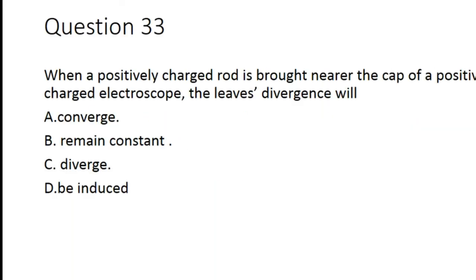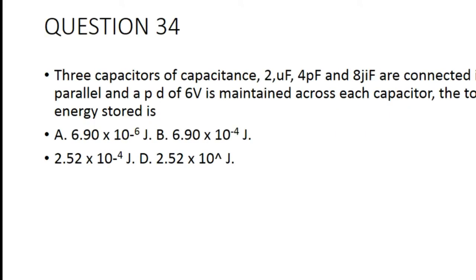33. When a positively charged rod is brought near the cap of a positively charged electroscope, the leaf's divergence will A. Converge. B. Remain constant. C. Diverge. D. Be induced. The correct option here is C. Diverge.